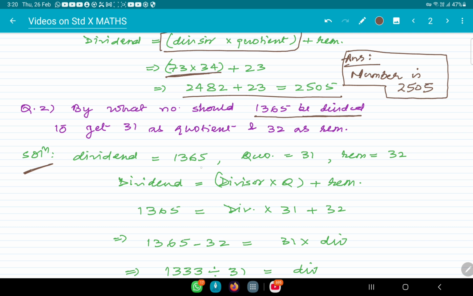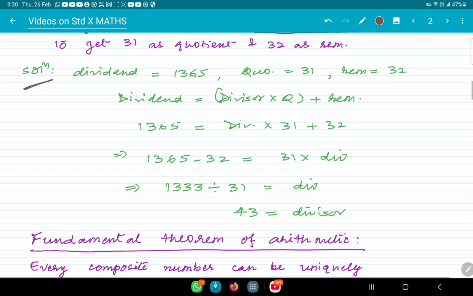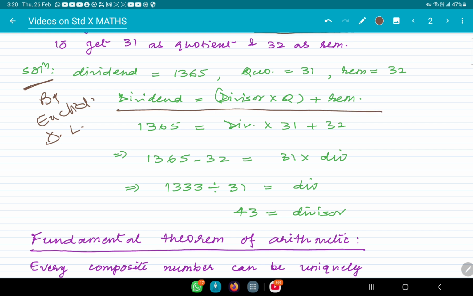So dividend is equal to 1365, quotient is 31 and remainder is 32, and do the same thing by Euclid's division lemma. Okay, by Euclid's division lemma, dividend is equal to divisor into quotient plus remainder. Put in the given values, and find out the final answer.